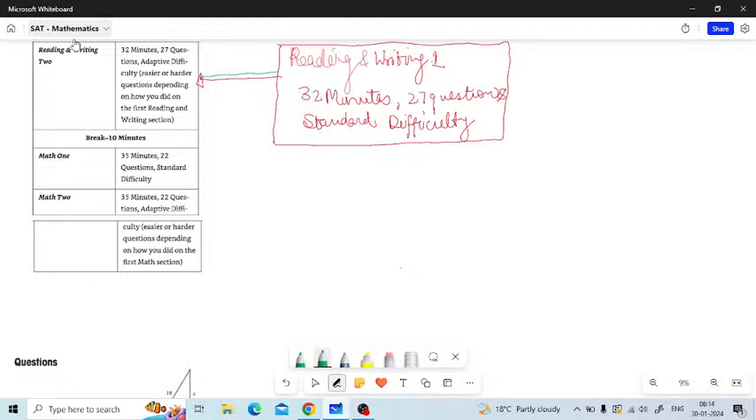So this lecture is all about the SAT mathematics. Today I am going to discuss the SAT mathematics. The first thing you must understand is, what is the SAT? The SAT is an adaptive test. Adaptive test, right? What does it mean that the SAT is an adaptive test?